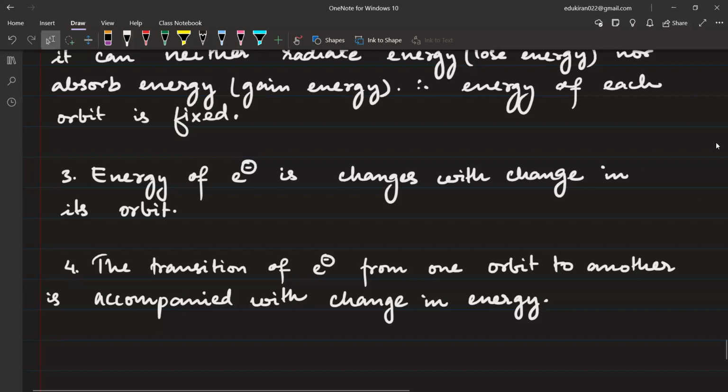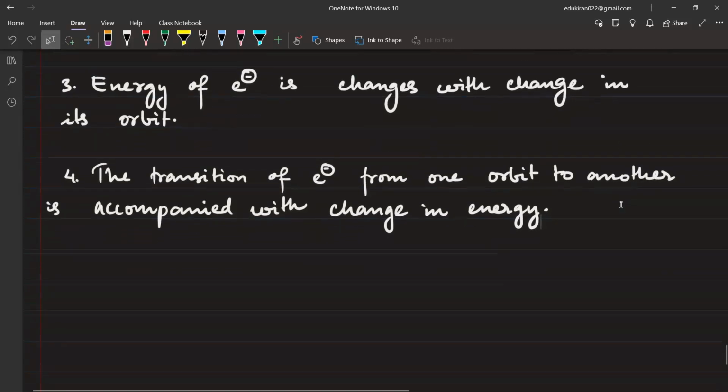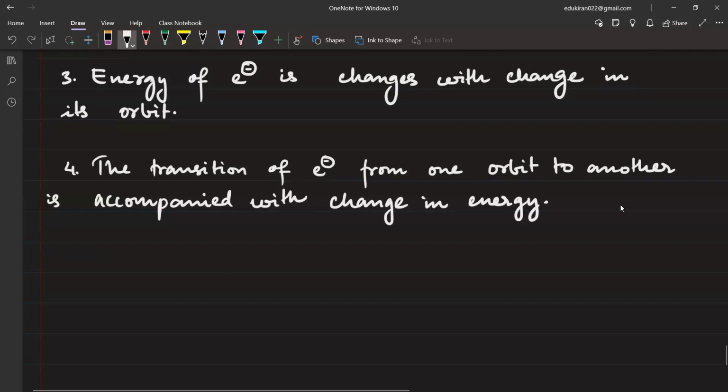Okay. Now, Bohr did not stop with the theories. He also gave some mathematical analysis of the atom. And we study this in mathematical analysis of the Bohr's model. He talked about radius of an orbit, energy of an orbit, and many things. So we are going to look at those parts now.